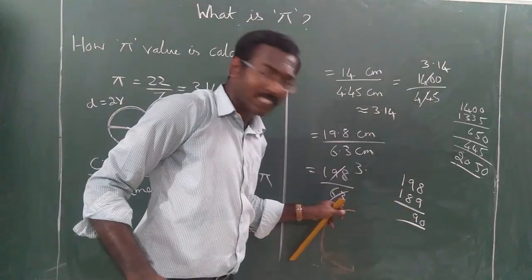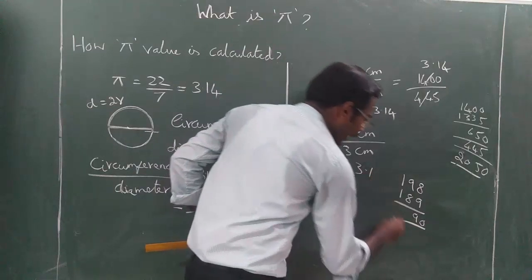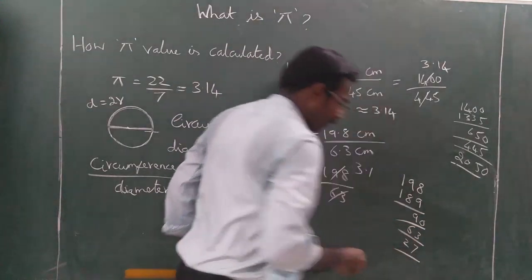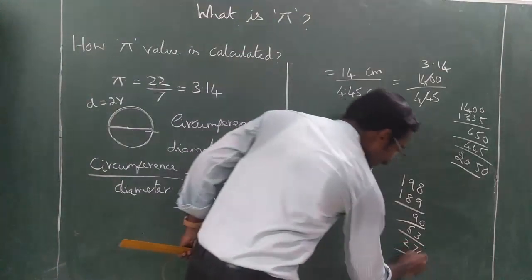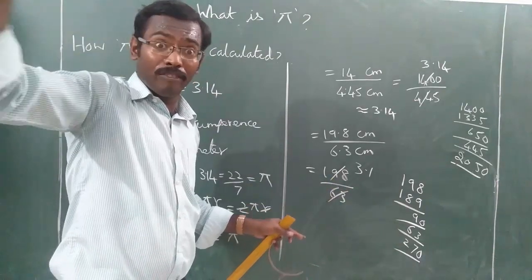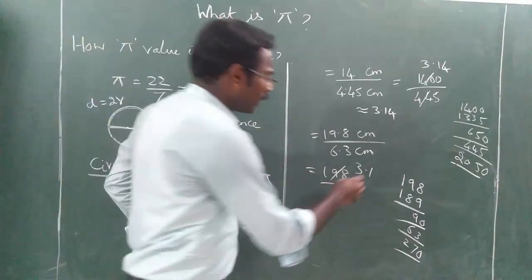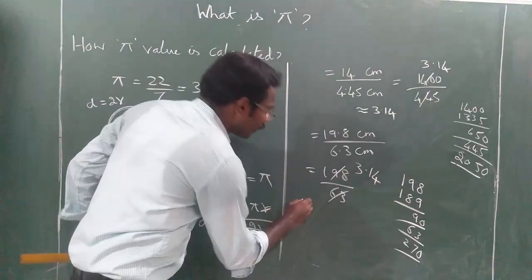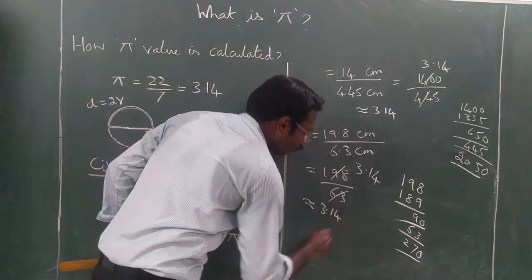In 90, how many times is 63 there? Only one time. Okay, so 90 minus 63, the remaining is how much? 27. Okay, so 270. In 270, how many times is 63 there? 63 fours are 252. So that's all. So again the answer is 3.1.